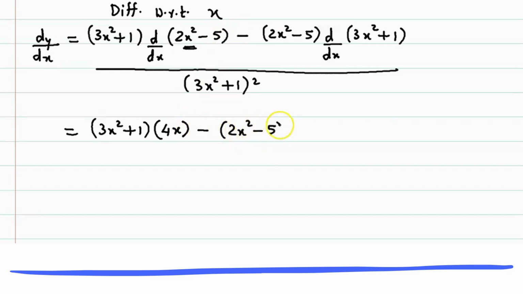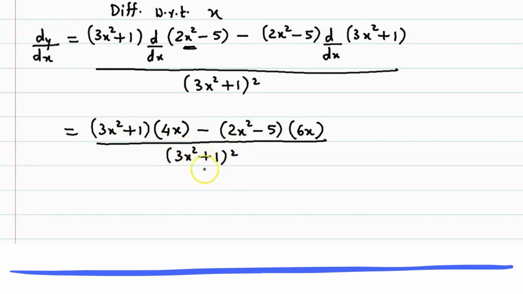Minus 2x square minus 5 into, here again we apply the addition rule. So 3 times derivative of x square. Derivative of x square is 2x into 3, so that makes it 6x, and derivative of 1 is a constant, so its derivative is 0. So again we close the bracket, divided by 3x square plus 1 the whole square.